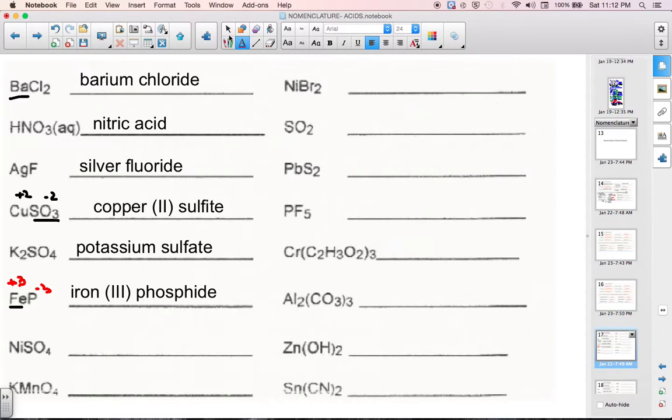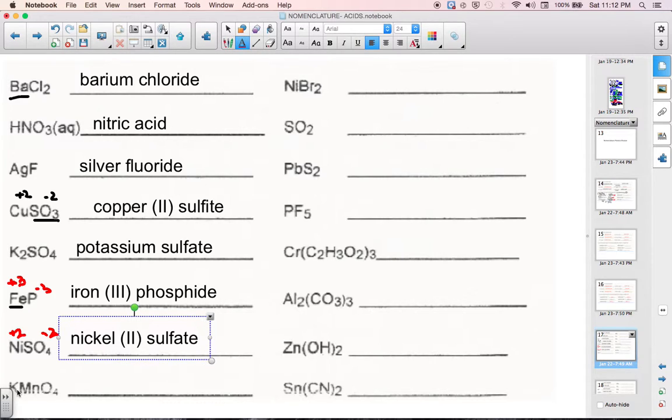And the next one is NiSO4. I know the SO4 has a charge of 2 because the SO3 has a charge of 2. In this case, I need to make sure that I write it because the nickel has two possible oxidation states. It can be a +2 or +3 oxidation. So in this case, the SO4 is a -2, so I know the nickel has to be a +2. Because of this, I am going to use a Roman numeral. So this is nickel 2 sulfate.